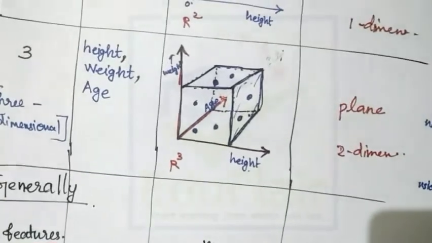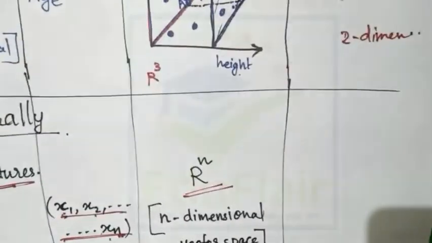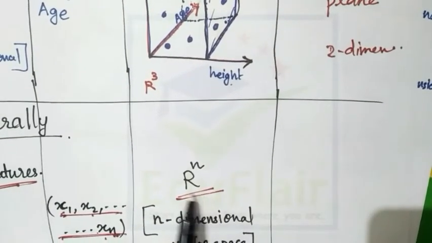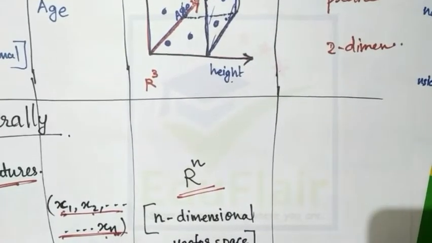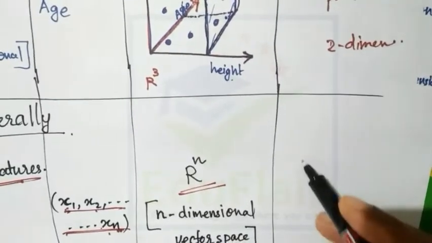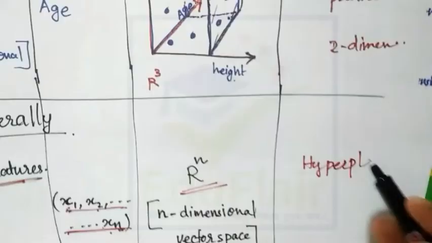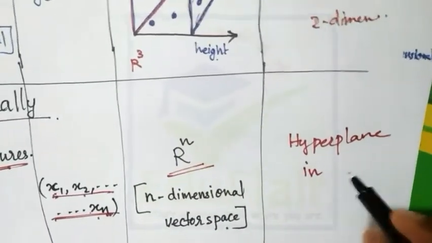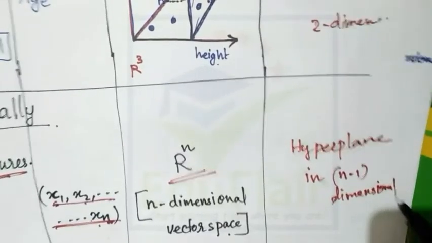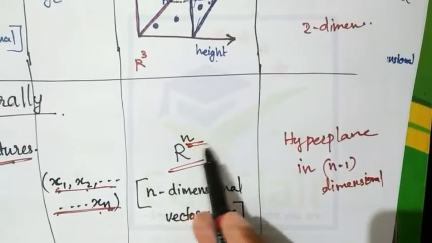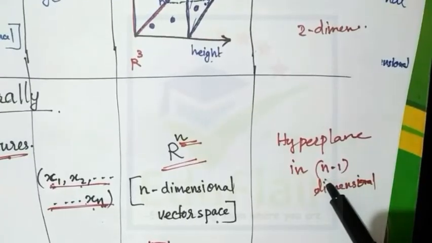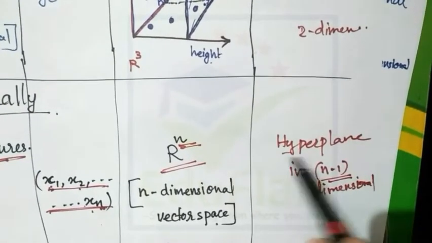So we can say that in general, if we take an n-dimensional data space, that is r raised to n, how we can divide the data points into two separate parts? We can use a hyperplane in n minus 1 dimensional. That is, if we want to separate data points in an n dimensional data space, we need an n-1 dimensional hyperplane.